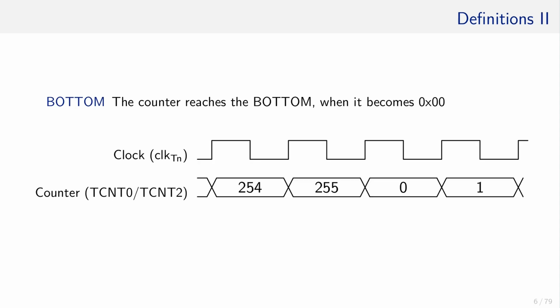The next term is bottom. That term is also quite easy. It is the lowest value a counter register can have, and that is all bits in the TCNT register are cleared. Therefore, bottom is 0 and it is always 0.